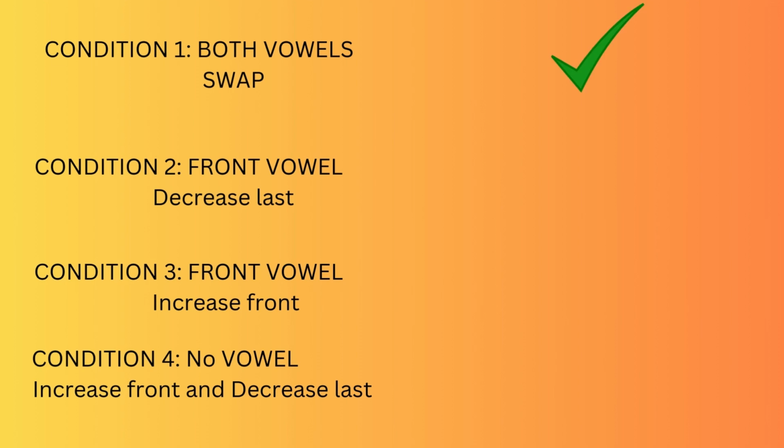Second, if only the front pointer is pointing to a vowel and the last pointer is not, we will decrement the last pointer until we find a vowel by decreasing it by 1. Third, when the last pointer is pointing to a vowel, we will increment the front pointer until we get a vowel to swap with. Finally, when neither pointer is pointing to a vowel, we will decrement the last pointer and increment the front pointer. And yes, if you have understood this approach, you've solved more than 70% of the problem.